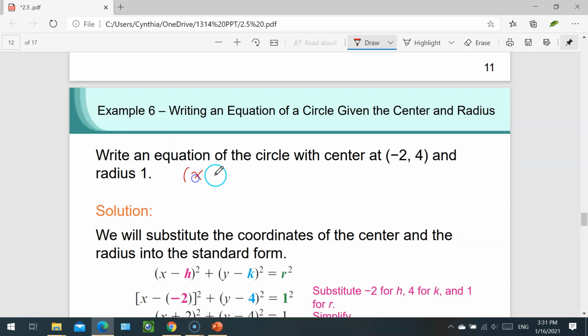So we have (x + 2). Keep in mind, your h, k always take the opposite number. Plus (y - 4), everything squared, is equal to the radius squared. So now you just write down (x + 2) squared plus (y - 4) squared equals 1, because 1 squared is 1. So this would be the equation of the circle.